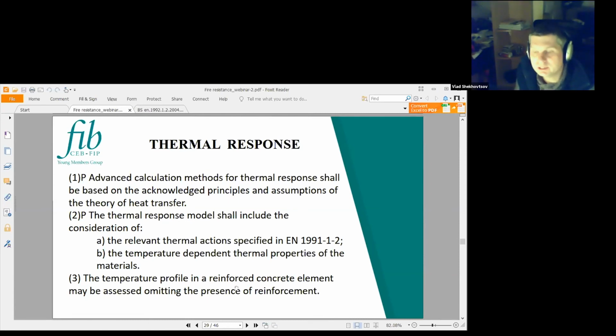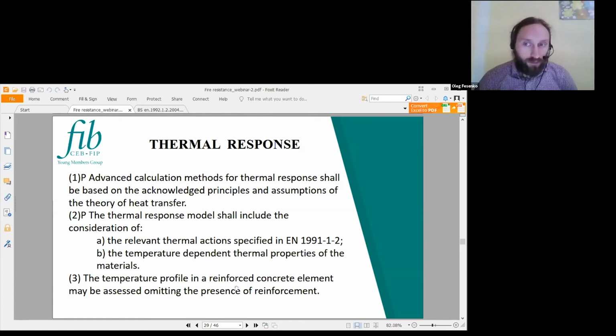Okay, I understand this theory, but what is the temperature? Can you say the value of the temperature? For example, 40 millimeters from the face of the column. What is the temperature on this layer? It is interesting. What temperature will be on the reinforcement bars?